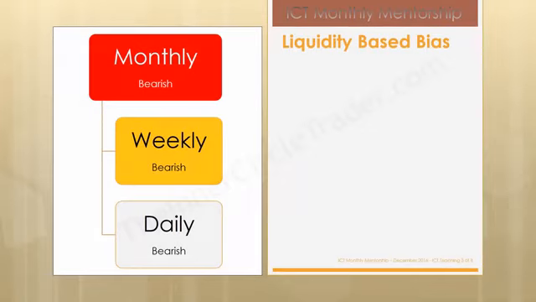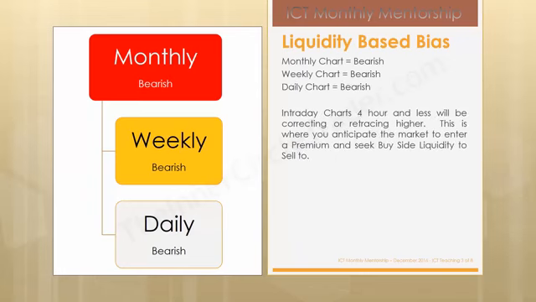Okay, liquidity-based bias. If the monthly chart is bearish, the weekly chart's bearish, and the daily chart's bearish, that'll give us a wonderful opportunity to get in sync with institutional order flow. Intraday charts, 4 hours and less, will be correcting and retracing higher. Now, again, the markets are predisposed to go lower because with the monthly, weekly, and daily, we have arrived at a bias that we have seen price want to go lower. It's been making lower lows and lower highs. Support levels are giving way. Resistance levels are being formed and being respected.